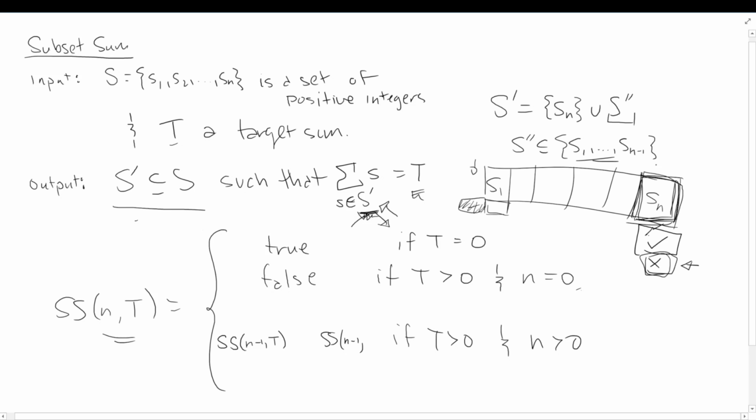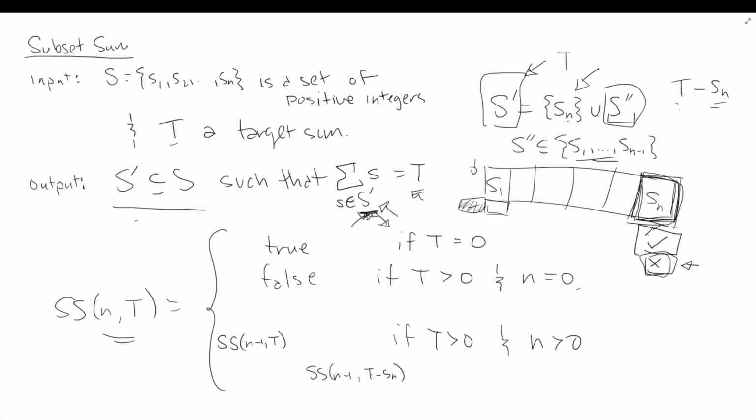Okay, this subset does not add up to T, because S prime adds up to T. This one adds up to T minus whatever this value is. Well, we know what value that is. We just call it Sn. So the other sub-problem that we've encountered here, if we do include Sn, is that we'll look back to see if there is a subset of the first n minus 1 elements that adds up to T minus Sn. Then what could we do with that subset?